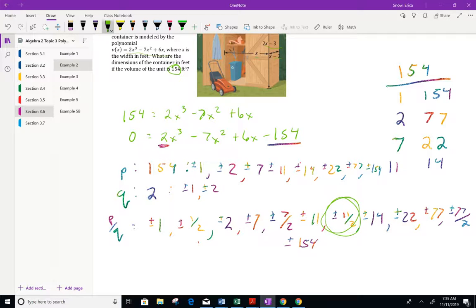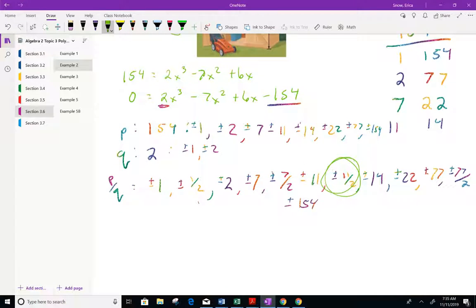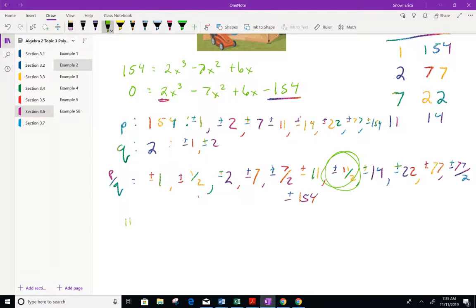Now, how do we check this? The way that you check to see if a 0 is actually a 0 is synthetic division. And if you'll recall, we know that a 0 is a 0 when the remainder of the synthetic division is actually 0. So we're going to get 6 and negative 154.